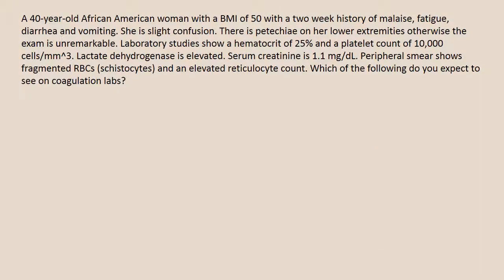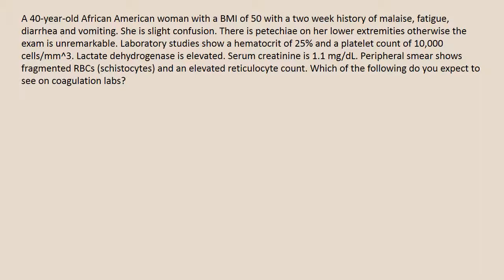The next coagulopathy that we're going to discuss might present something like this. A 40-year-old African American woman with a BMI of 50 with a 2-week history of malaise, fatigue, diarrhea, and vomiting presents. She is slightly confused. There's petechiae on her lower extremities. Otherwise, the exam is unremarkable.